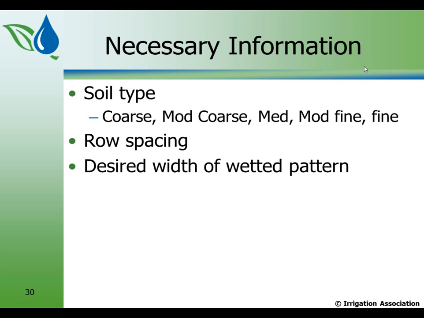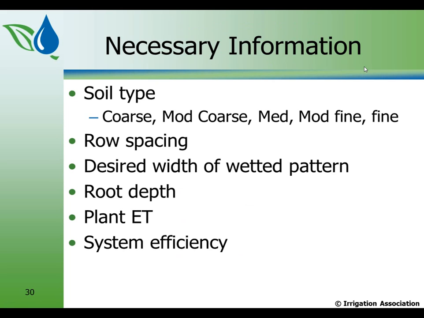The desired width of the wetted pattern. Do you want it to wet all the way across, or you only want it to wet part of the way across? What percentage? I think the general number is that we would like to wet somewhere in the vicinity of 70% of the total volume. How deep are your roots? A decent idea how deep the roots are so we don't blow water out the bottom of the root zone. And what is the plant's water use, or plant ET? Finally, you need to know system efficiency.